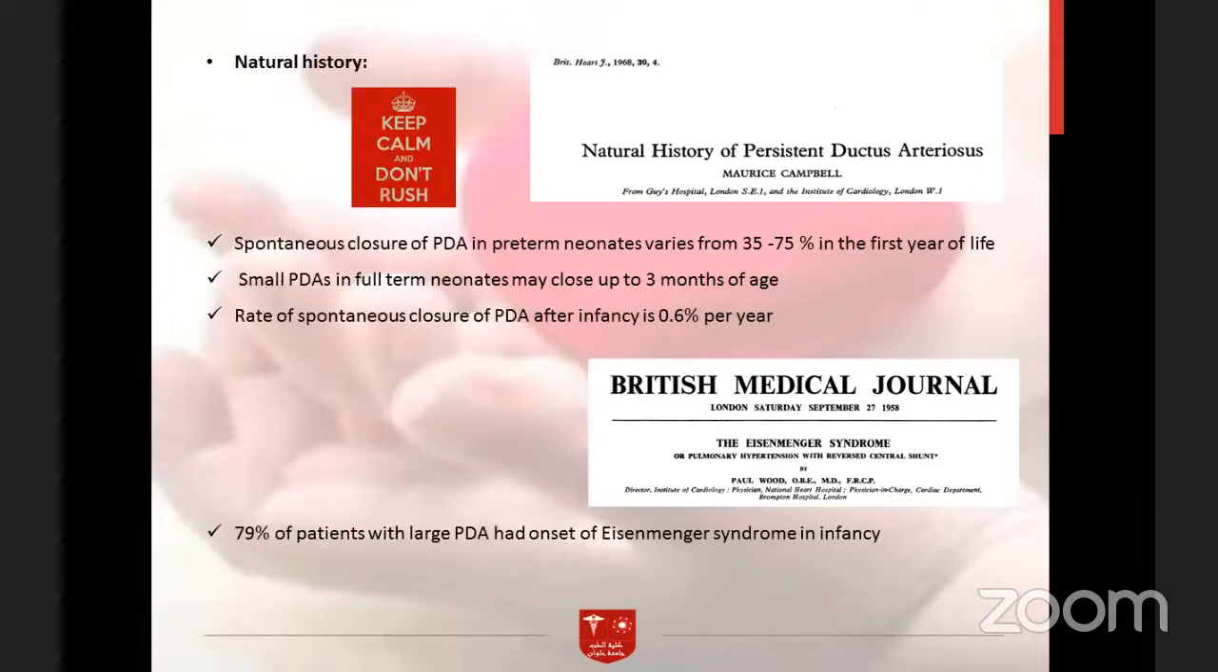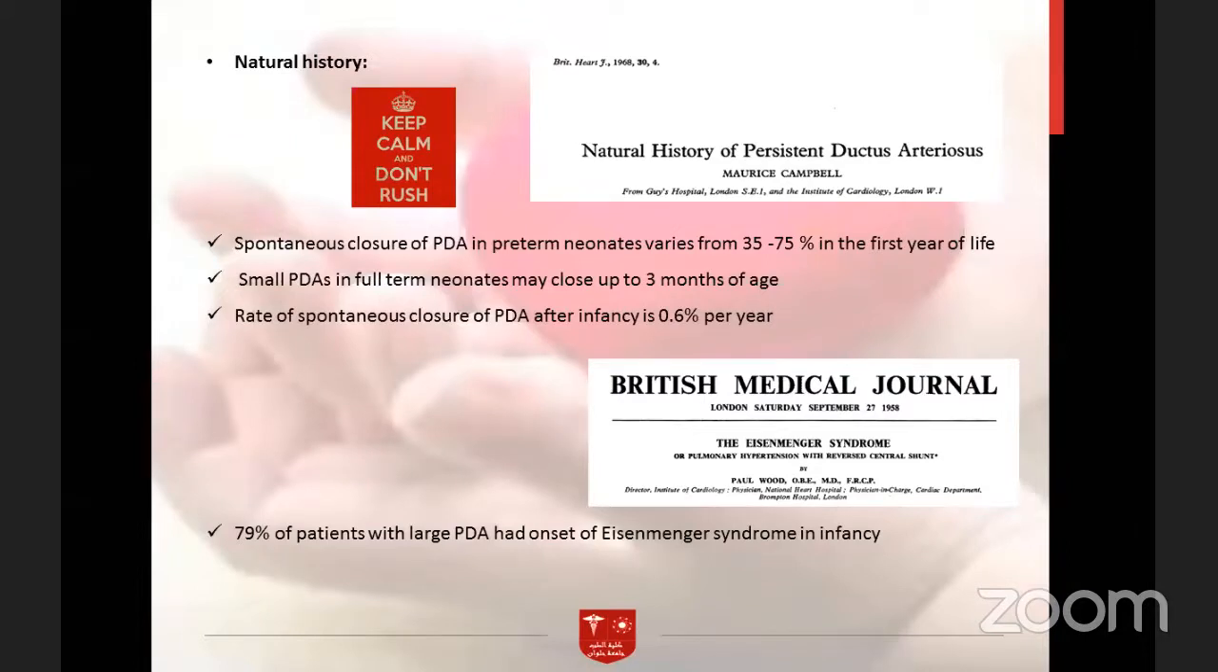Although usually benign, a considerable percentage of patients with large PDAs develop Eisenmenger syndrome in infancy, as mentioned by Professor Wood in his quite old and nice article about Eisenmenger syndrome, which was published in the 1950s. So, large PDA is a progressive aggressive disease and shouldn't be left untreated.